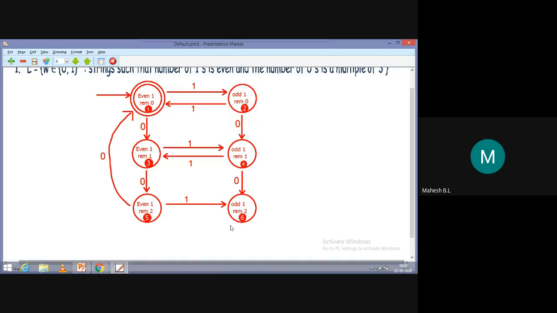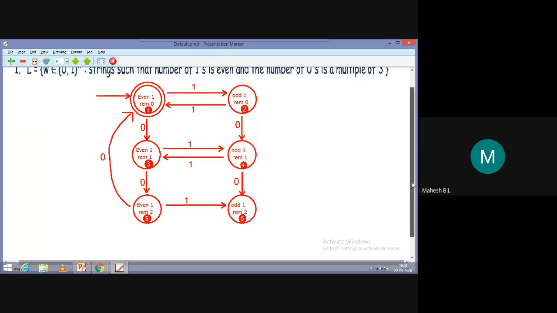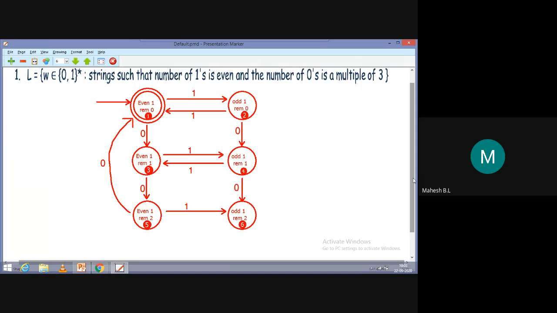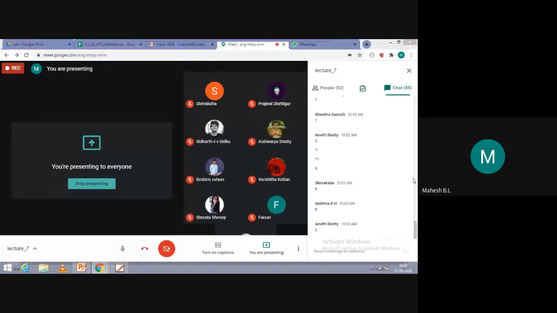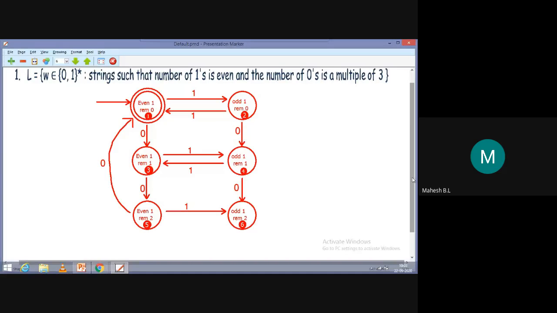Then let's concentrate on state 6. Now in state 6, if the input symbol is 0, what transition are you going to make? Yes, from state 6 to state 2. So you'll be making a transition from state 6 to state 2. Yes. Okay.